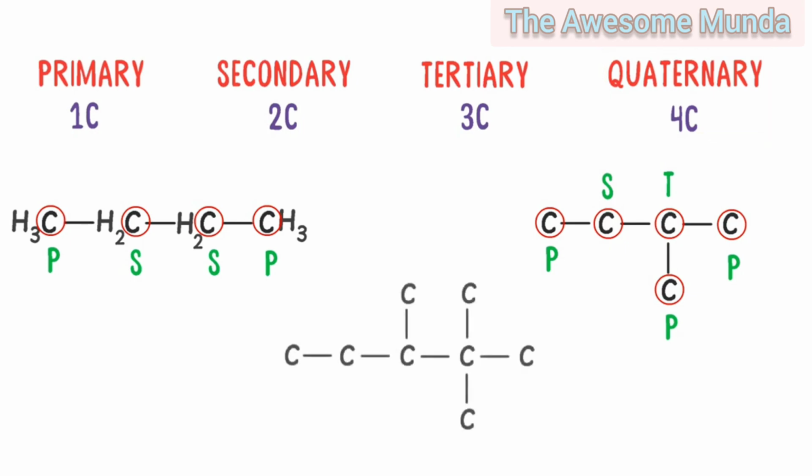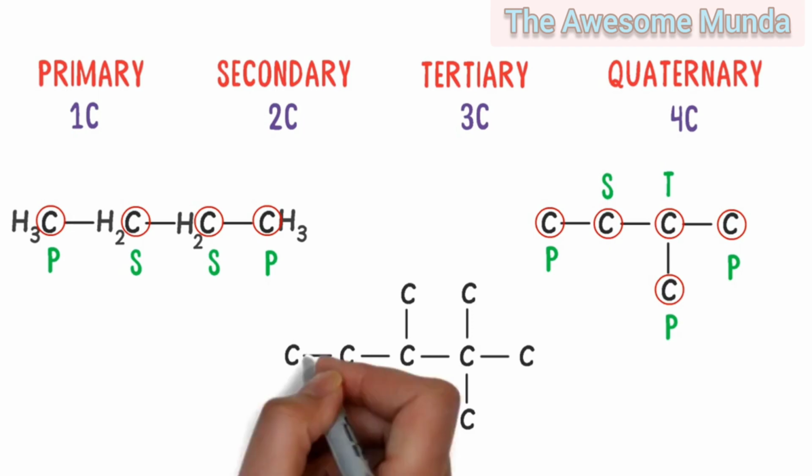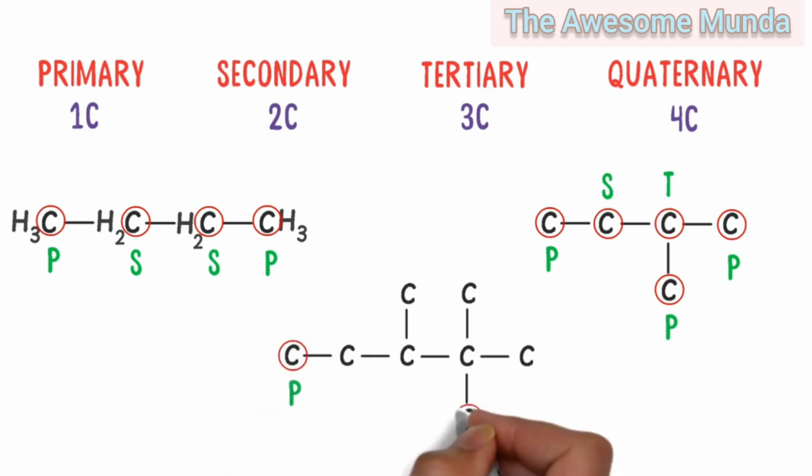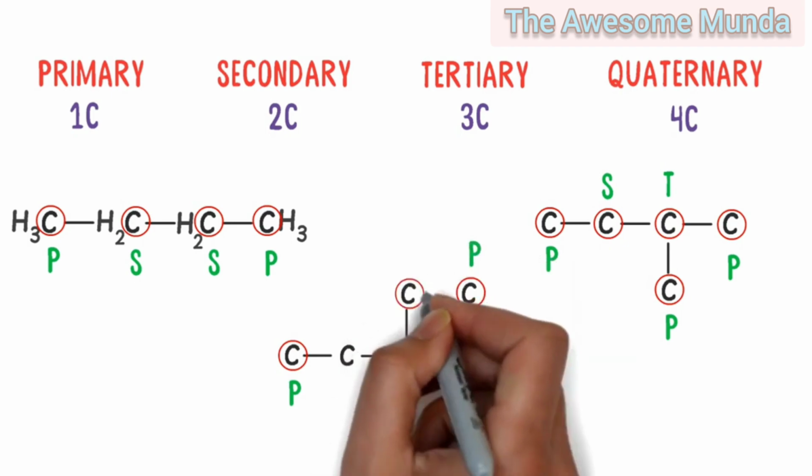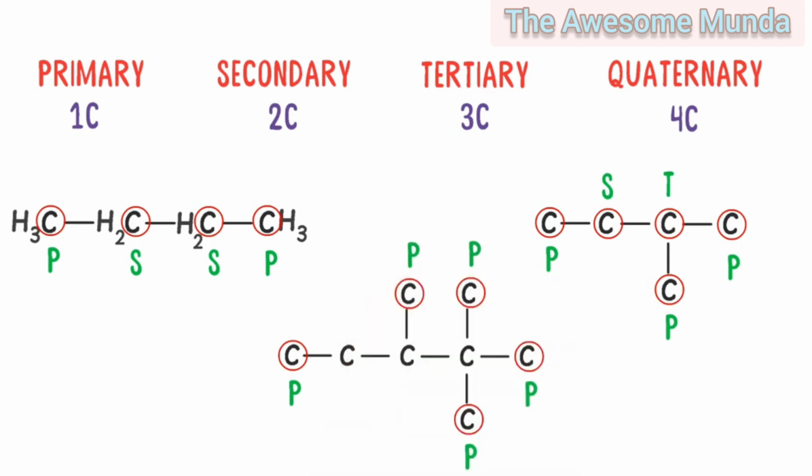For example, consider this organic compound. Pause the video and give name to each carbon in this organic compound. Well, this is a primary carbon, this is a primary carbon, this is a primary carbon, this is a primary carbon, and this is a primary carbon. Secondly, this is a secondary carbon. Thirdly, this is a tertiary carbon. Fourthly, this is a quaternary carbon. Thus remember all these examples.